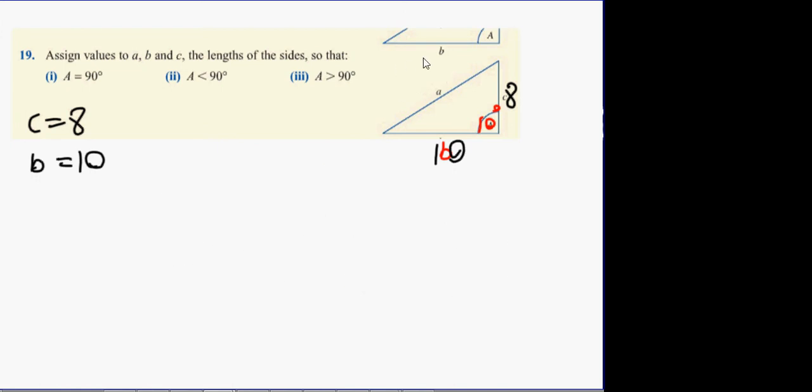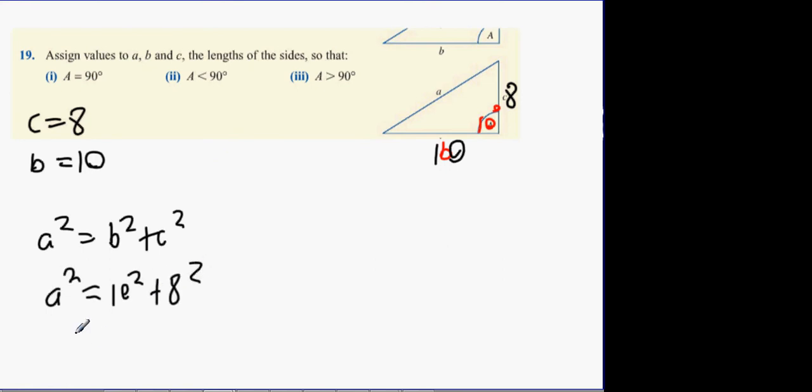If I was to put in something like 14 here, that makes a triangle, but it may not necessarily make a right angle triangle. So to ensure that we're making a right angle triangle, here's what we have to do. We have to do a squared equals b squared plus c squared, which is going to give me a squared equals 10 squared plus 8 squared. What's the square root of 164?